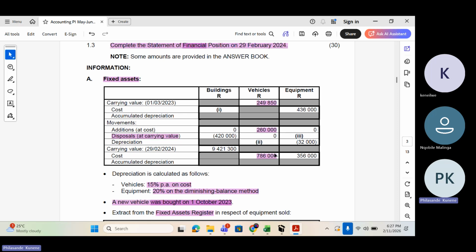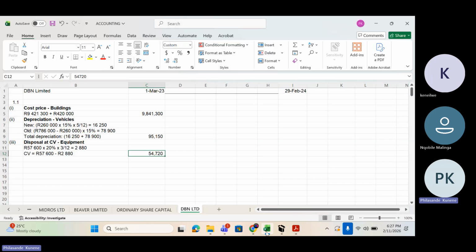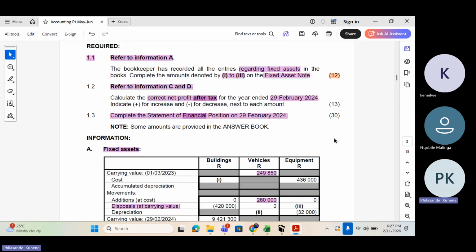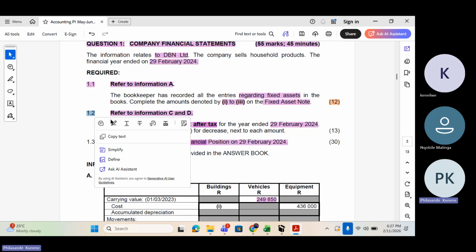We're still going to work on this when we're doing cash flow. I'm still going to work on it when we're doing fixed assets separately. So you have to understand this one. It's a must that you understand the fixed asset note. Okay. Then now we move on to 1.2.